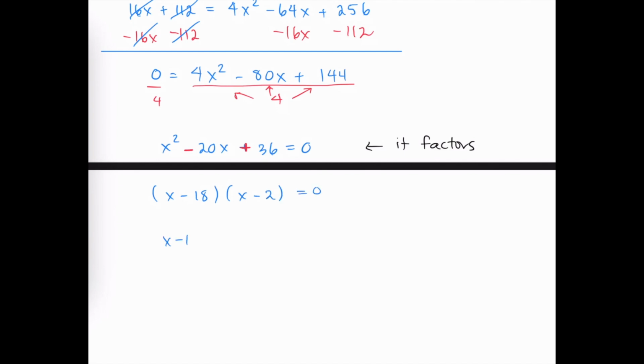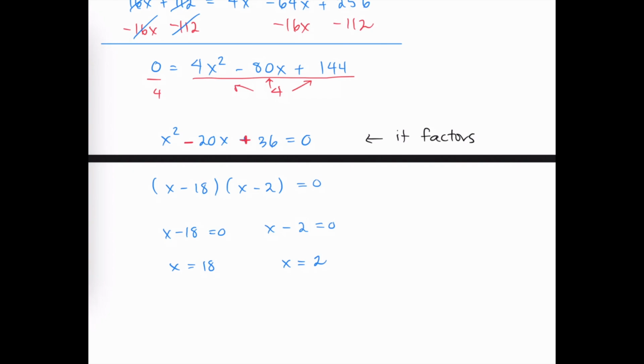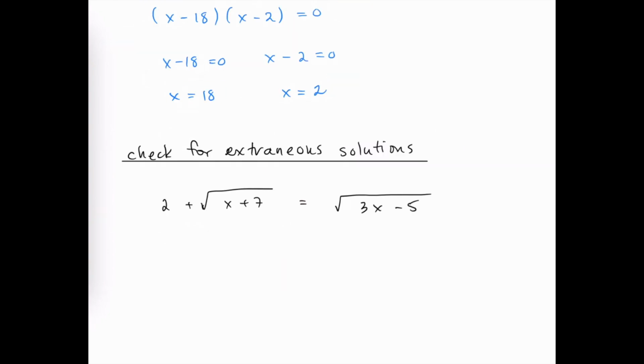And then we set each of these factors equal to 0 and solve them individually for x. We'll add 18 to both sides here to get x is equal to 18. We'll add 2 to both sides here to get x is equal to 2. And now we need to take these back to the beginning equation to check our answers. Remember, radical equations sometimes generate extraneous solutions, so we absolutely must check all of our answers every time.